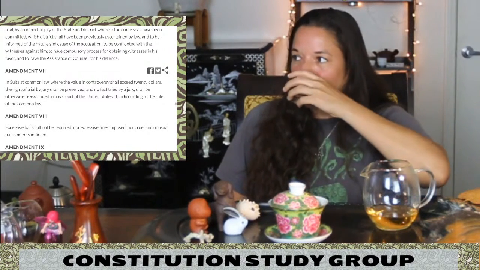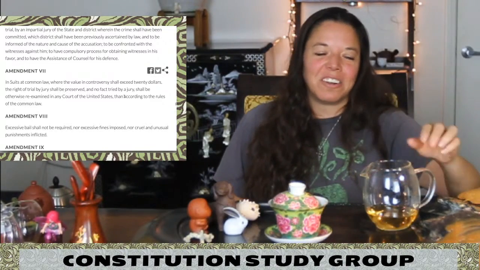I'm just double checking what this means. Common law suits. In suits of common law where the value in controversy shall exceed $20. Well, that's easy now. $20 back in 1776 was probably a lot. I only did $19 crimes at that time. I don't know, what if it was less?